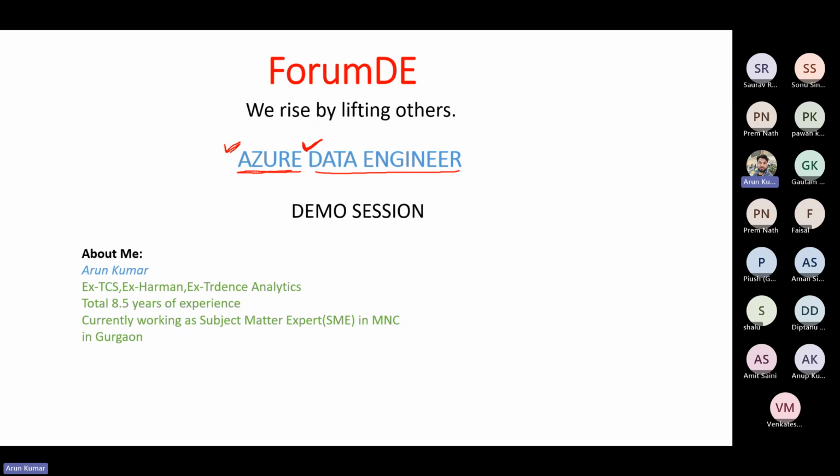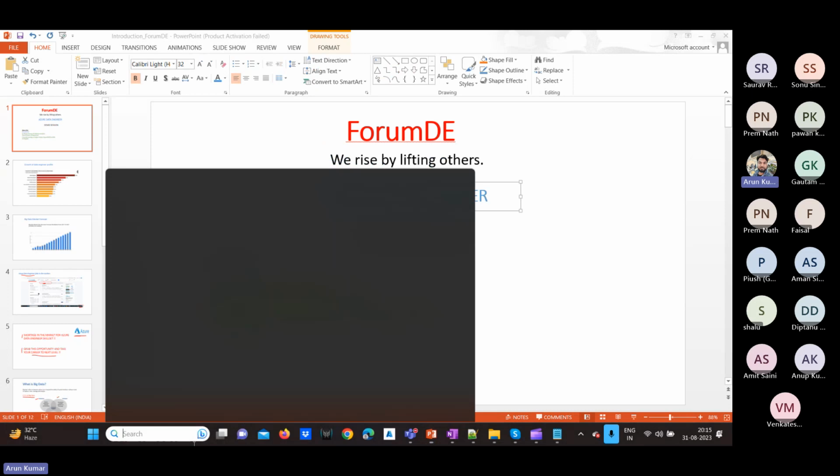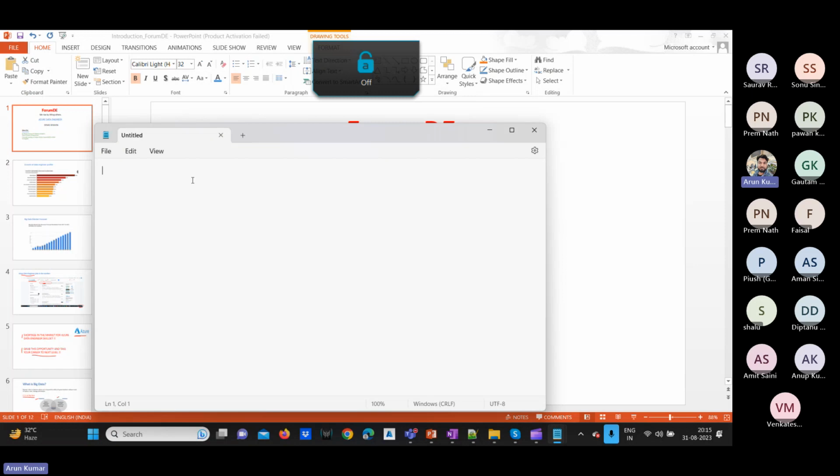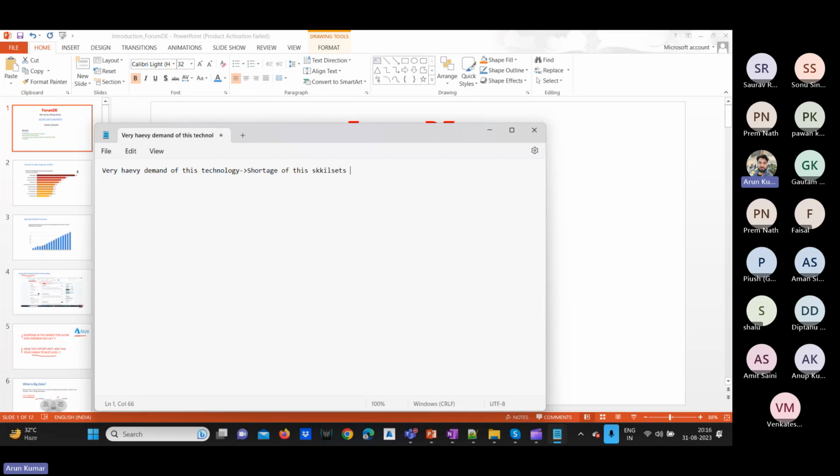There is a very huge demand for this technology right now in the market. Very heavy demand of this technology. This technology has a shortage of skill sets in the market.